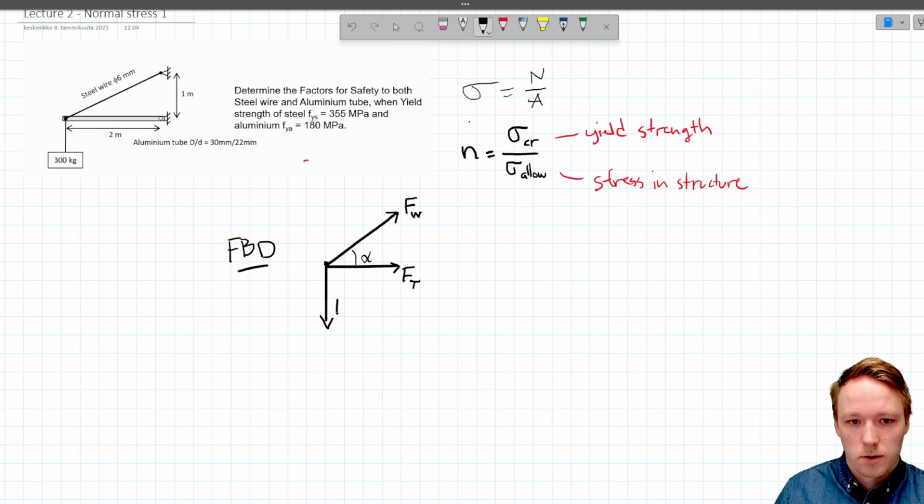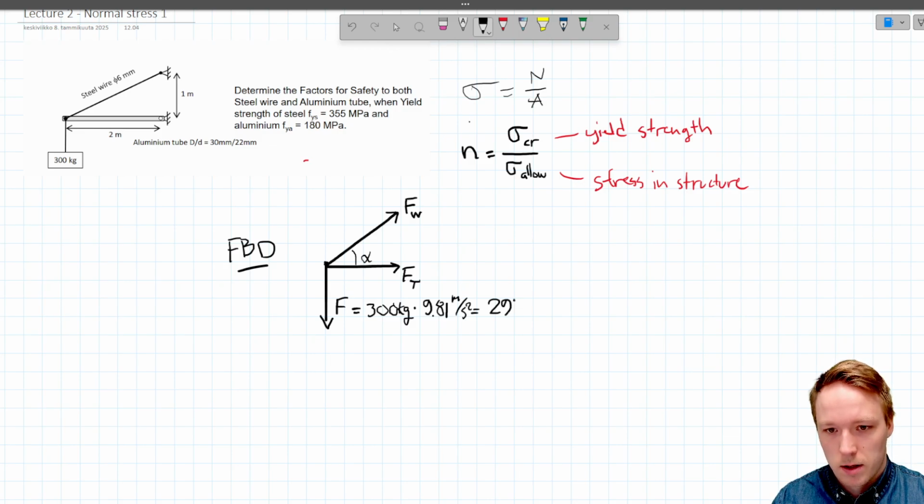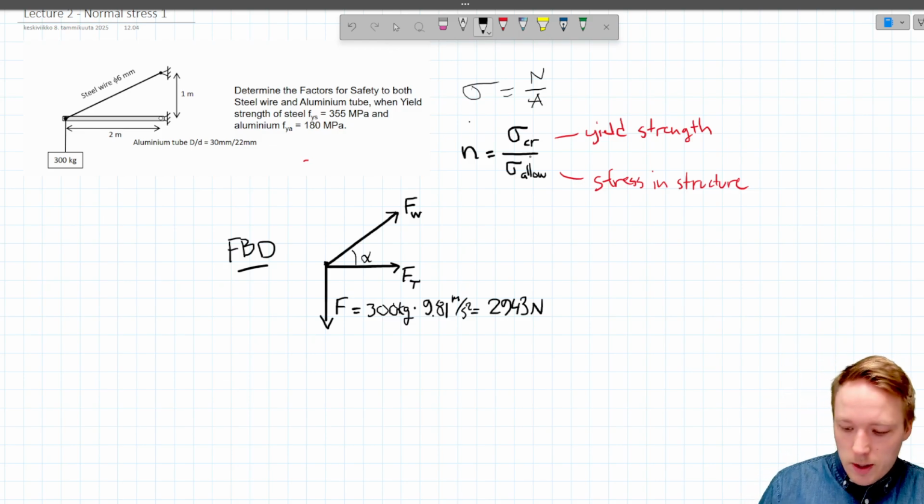Let's name these force W, W for wire, force T, T for tube, and then there is finally this external force, which is 300 kilograms multiplied by Earth gravity, 9.81 meters per second squared, which is 2,943.3 newtons. So here we have the free body diagram.